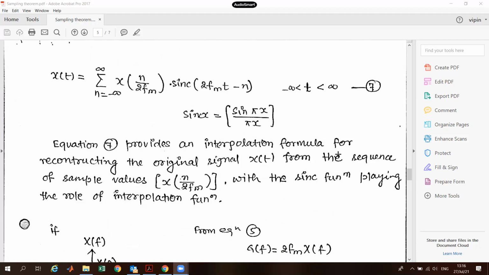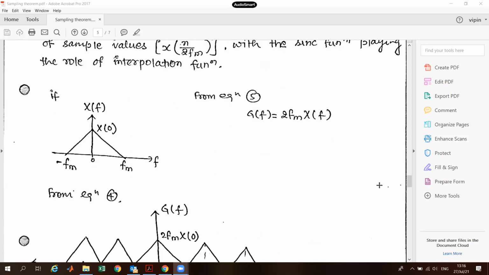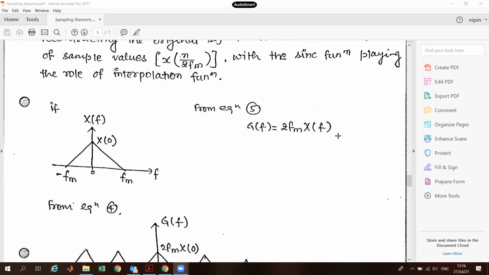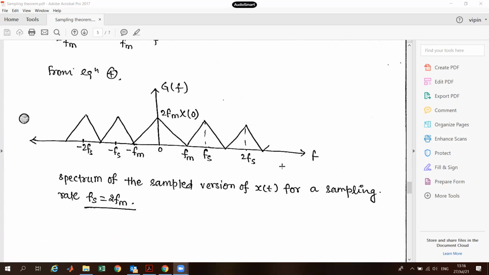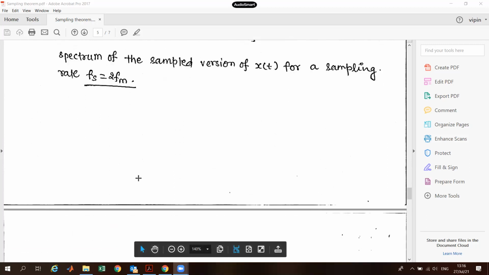So equation 7 provides an interpolation formula for reconstructing the original signal x(t) from the sequence of sample values taken at this rate, with the sinc function playing the role of the interpolation function. Okay, so if we have this from the equation, we can have G(f) equal to twice fm into X(f), and your G(f) then will be of this form, repeating after every fs frequency component. So this is the spectrum of the sampled version of x(t) for a sampling frequency fs equal to 2fm.